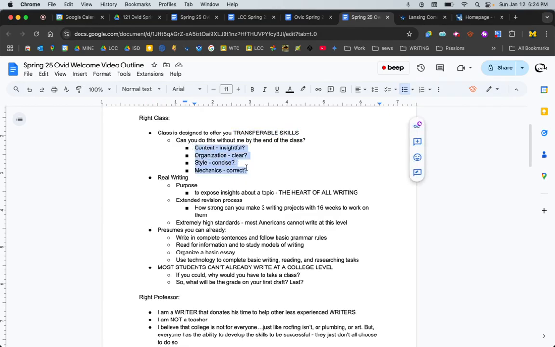And your mechanics correct? Those four categories are actually the four categories on our rubric, and we will be talking about writing in those four ways. There are other ways to talk about writing, but that makes a lot of sense to me. What are you writing about? How are you organizing it? What is the nature of your sentences? And are they grammatically correct or not? All of that needs to happen at a college level to pass the class. And that's the spirit in which the curriculum is designed.